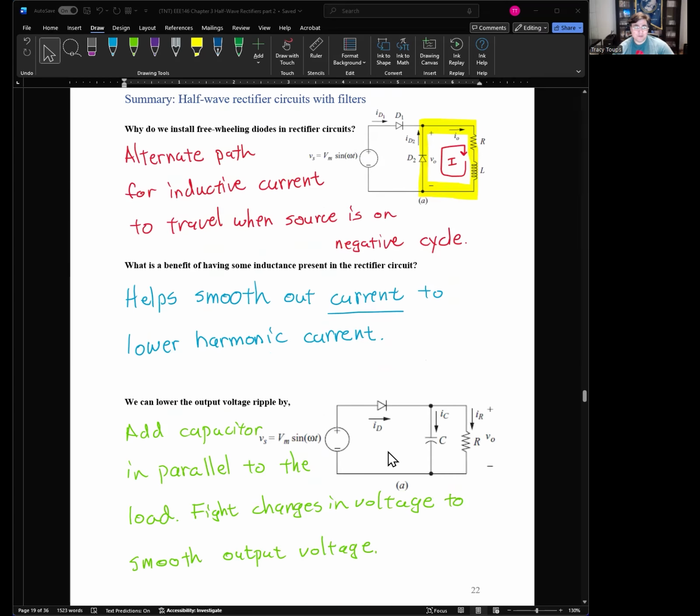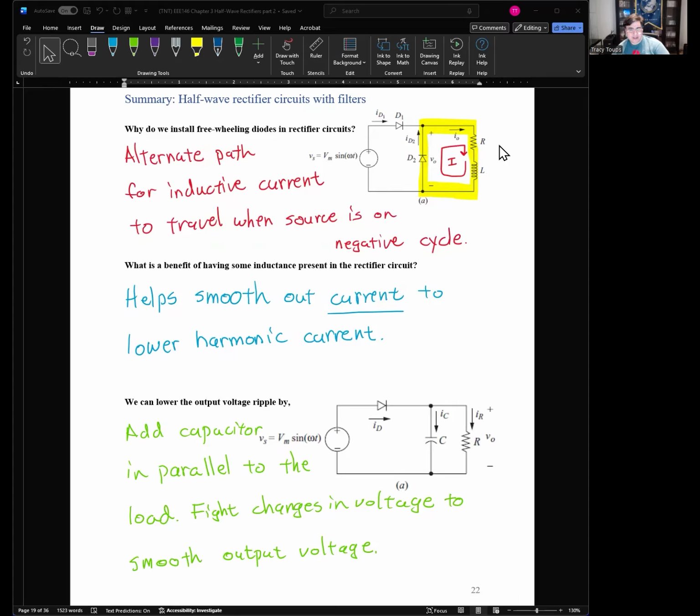So in summary, you have rectifier circuits with filters. Number one, why do we install a freewheeling diode in a rectifier circuit? This is a little additional feature we put in the half wave rectifier. Remember, it's an alternative path for the inductor current to travel when the source is on its negative cycle. That way we're not having negative voltage and messing the whole output up. Very good idea to have this.